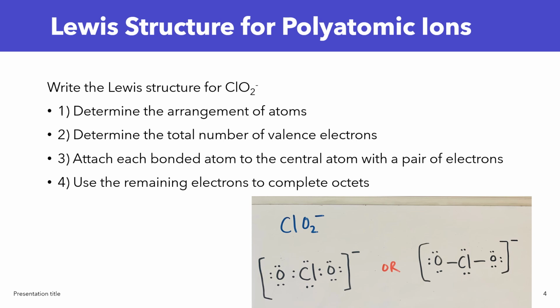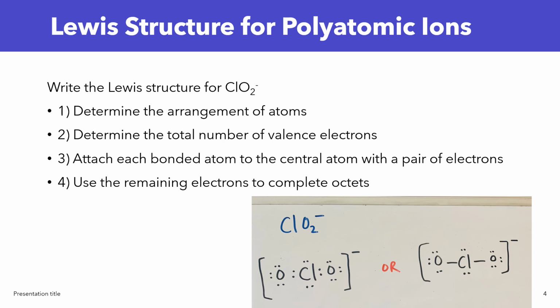So each oxygen needs 6 more electrons to complete an octet. So you're going to have 3 pairs of electrons on each of the oxygen atoms. So that's 6 plus 6, 12. We already used 4, so that's 16. We're left with 4 electrons.